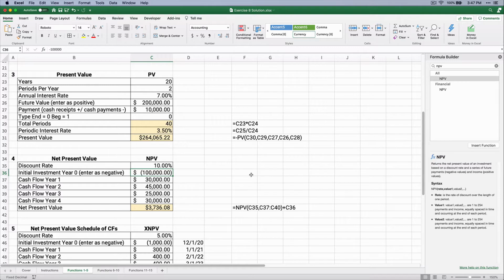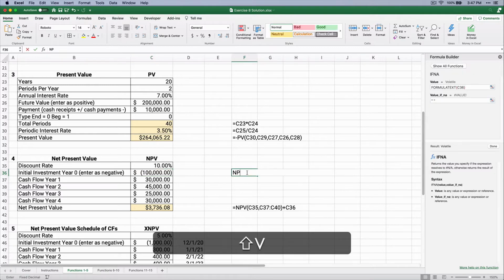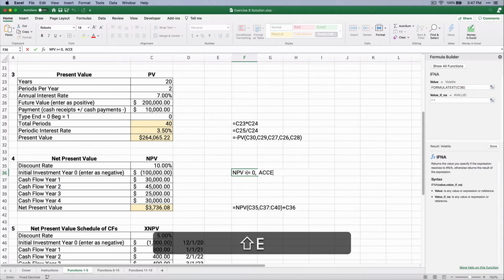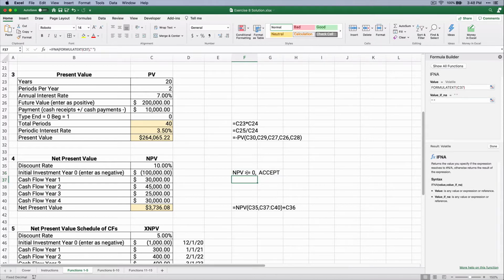So the decision on NPV, if NPV is greater than or equal to 0, then we would accept. And so here, yes, we'd accept this project because it has a positive net present value.